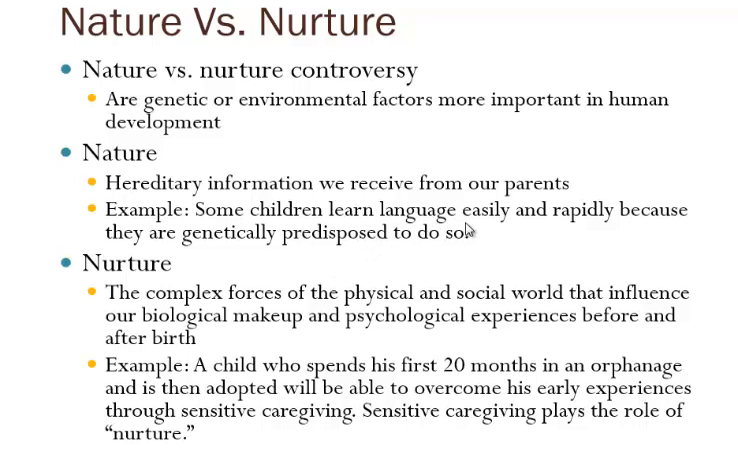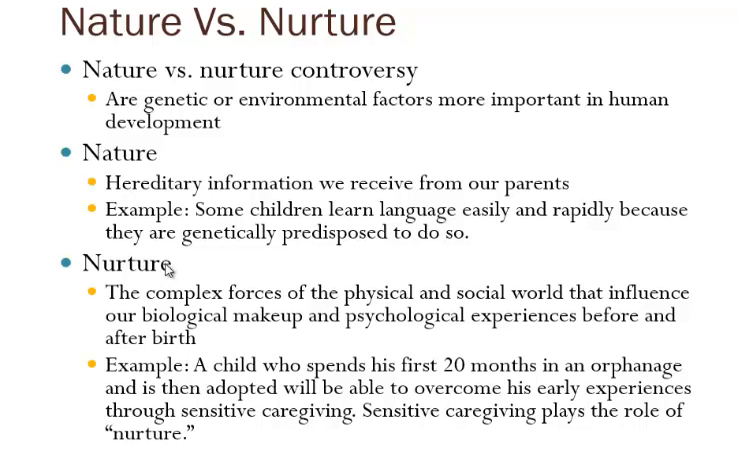So some children learn language easily and rapidly because they're genetically predisposed to do so. Even though you may have two children who have the exact same training and the exact same teaching and the exact same level of attention, they may have different levels of learning speed and different levels of learning effectiveness simply because they have different genes and a different genetic structure.